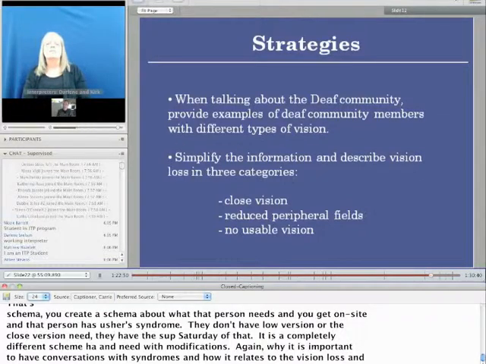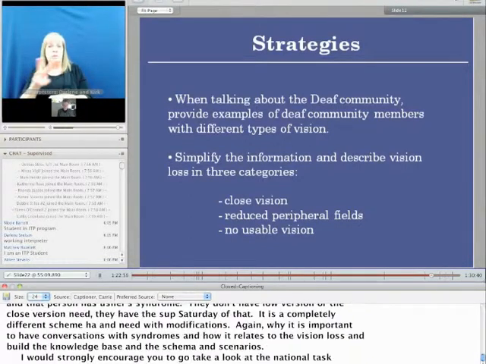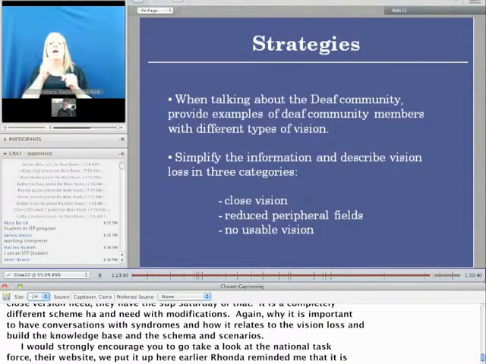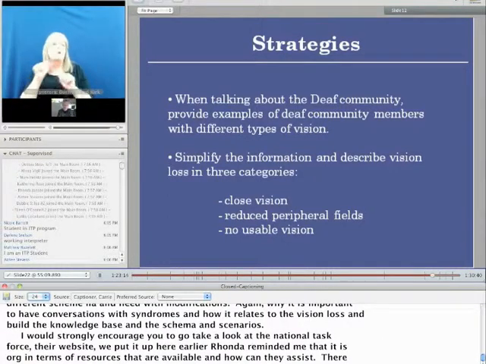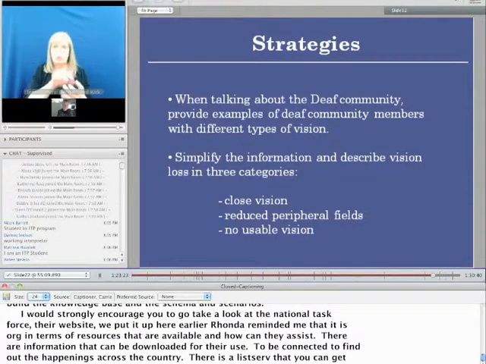I would strongly encourage you to go take a look at the National Task Force website. We put it up here earlier, and Rhonda reminded me that it's org. There are resources available and ways they can assist. There's information there that can be downloaded for your use. And also, to stay connected and find out what's happening across the country, there is a listserv that you can get on. There are a whole host of listservs that you could get connected to for information on deafblindness.